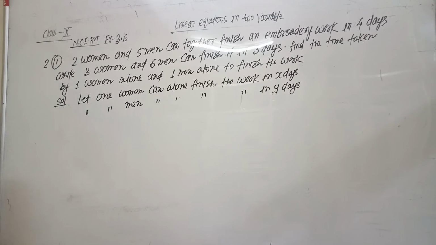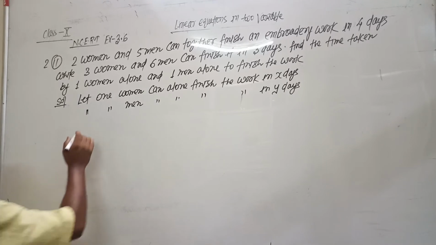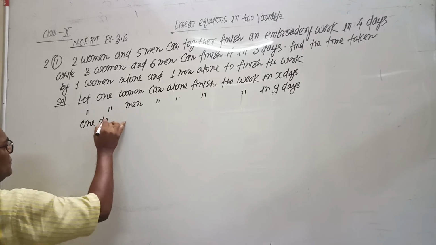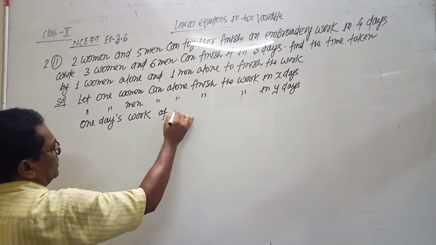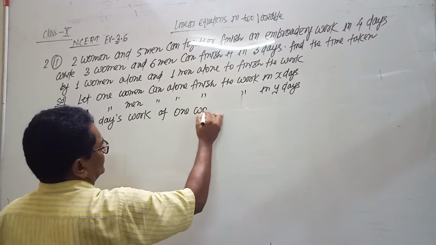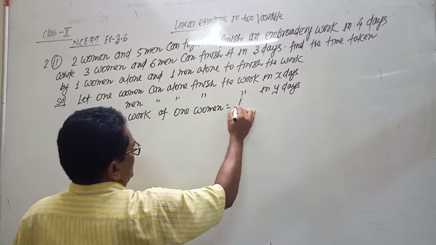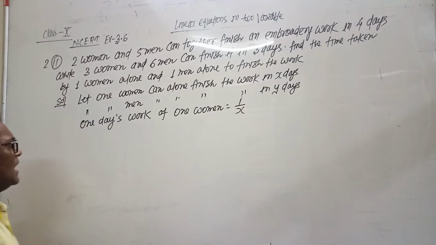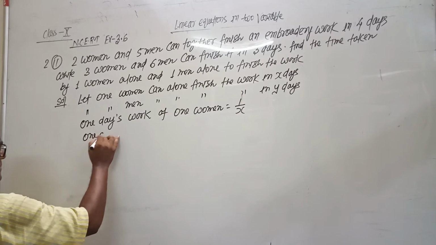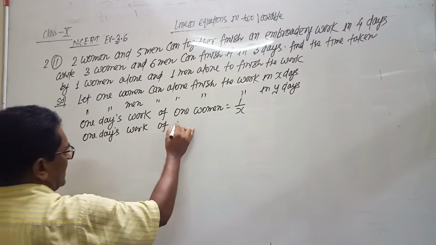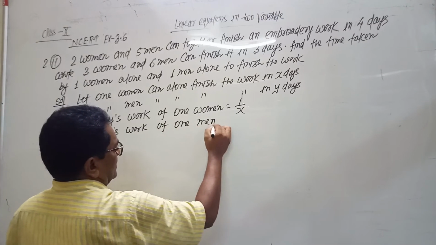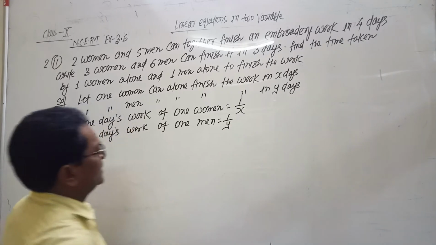So we find the 1 day's work of women and men. 1 woman's 1 day's work comes to be 1 by x. And 1 day's work of 1 man comes to be 1 by y.